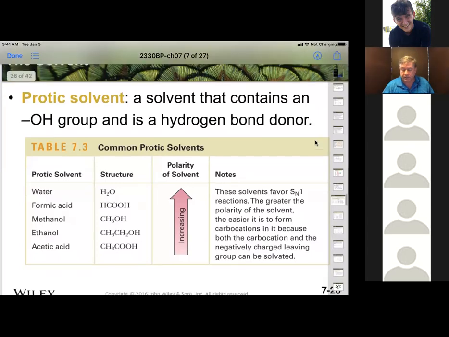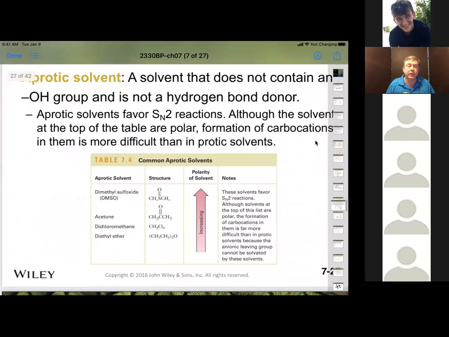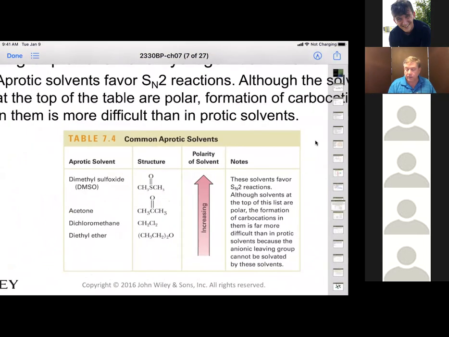In contrast, an aprotic solvent is one that doesn't contain an OH group. So we think of common things like our ethers, and dichloromethane is used as a solvent a lot. This is acetone right here. It also has no hydrogen bonding. And this is a really, really strong and safe one called DMSO, dimethyl sulfoxide. None of these have OH groups with acidic hydrogens.